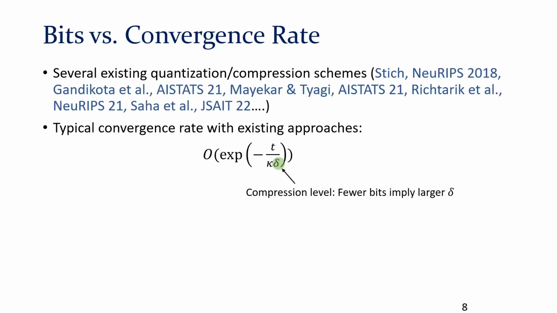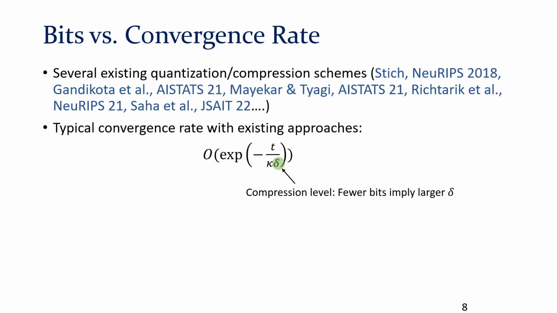Now, when we introduce bit constraints into the mix, there have been several approaches that have been studied in the optimization and learning literature, and several quantization techniques have been proposed. And the typical result that you achieve with these schemes is that you're still able to guarantee exponential convergence, but the rate of convergence now takes a hit. So it's no longer kappa. It gets attenuated by a factor delta that's greater than 1, where delta captures the level of compression. So the fewer the number of bits, the larger the value of delta, the slower the rate of convergence.